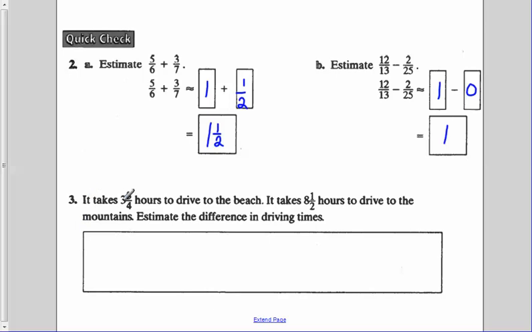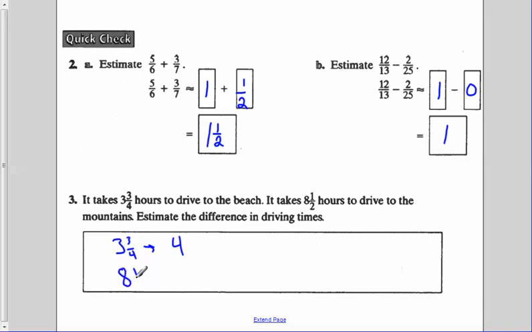Alright, it takes 3 3/4 hours to drive to the beach. It takes 8 1/2 hours to drive to the mountains. Estimate the difference in driving times. If I have 3 3/4, I'm going to change that to a benchmark of 4, because 3/4 is really close to a whole. So we take that 1 that the 3/4 becomes, add it to our 3, and we get 4.